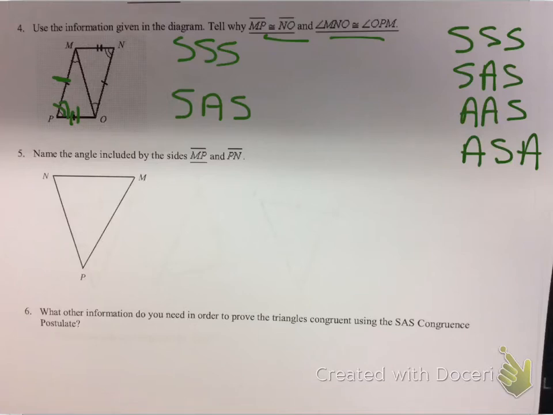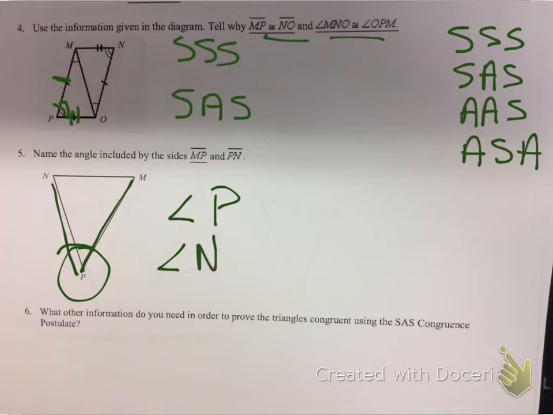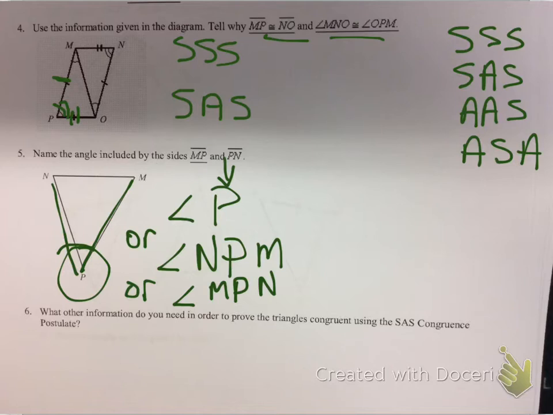Name the angle included with sides MP and PN. MP is this one right here, PN is this one right here. So what's the angle that's included? This one right here, which is angle P. Maybe you see it like this, NPM, or angle MPN. Notice how the P is in the middle.